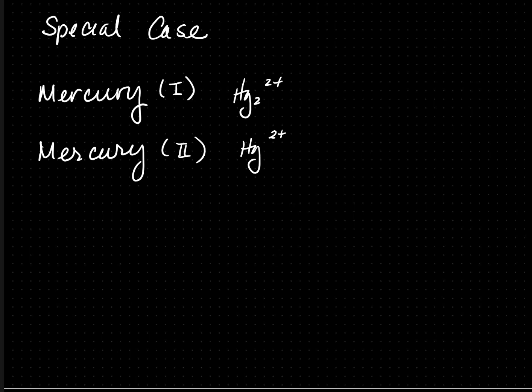Mercury is a special case transition. Mercury 1 is a diatomic. It is written as Hg2, 2+. That tells you each mercury has a charge of 1+. Mercury 2 is Hg, 2+. There is only one mercury and the charge is 2+.